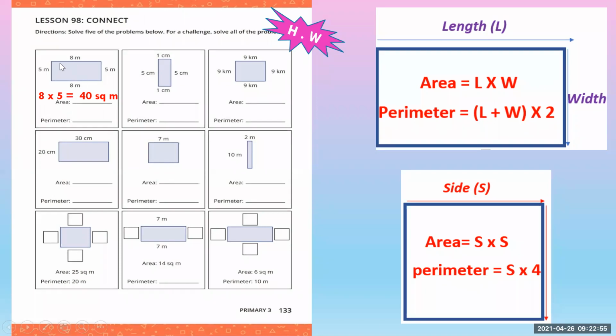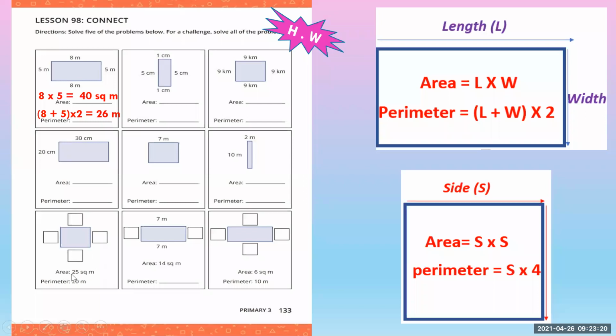Okay, 5 plus 8 equals 13. 13 times 2 equals 26. You can do it by any way. You can add 13 plus 13, or you can multiply 13 times 2. Okay, here we will solve this, the last one here.